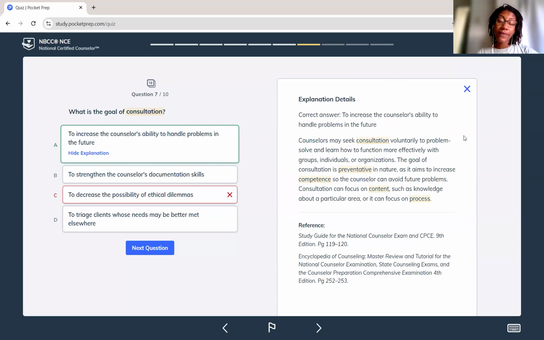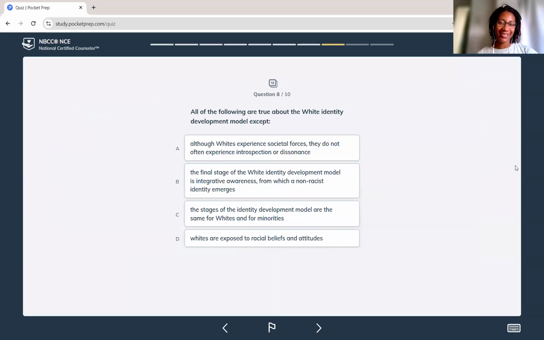Could you answer this question a different way if it showed up on the exam? Do you need the references at the bottom? The best part about Pocket Prep is that there are references at the bottom to help you better understand the answer. You are not alone. You got this. Let's keep going. Question 8.